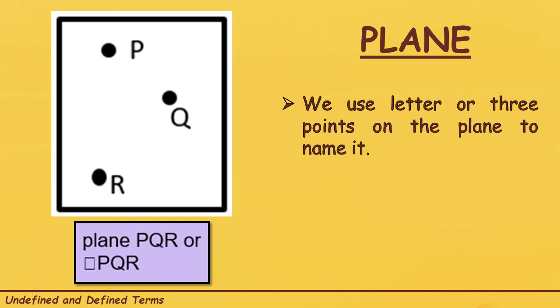Okay, so ngayon, minsan may mga plane na walang points sa loob nito. May makikita lang tayong isang letter and that could be the name of the plane. Let's say plane A, plane B. Okay, so we can use that also to name a plane.